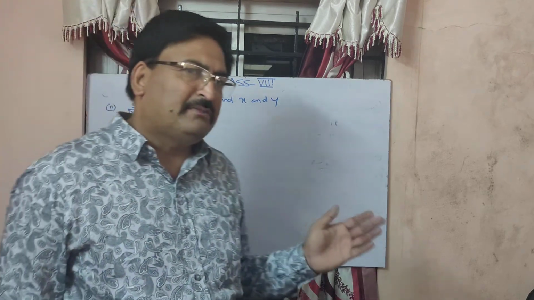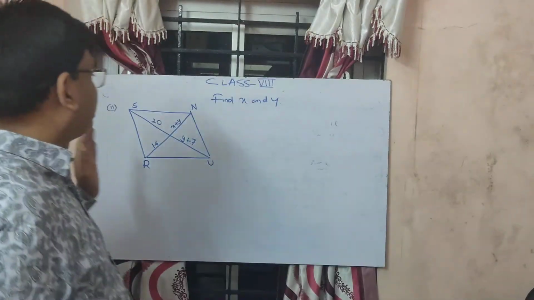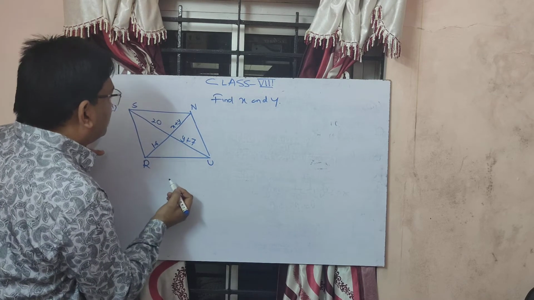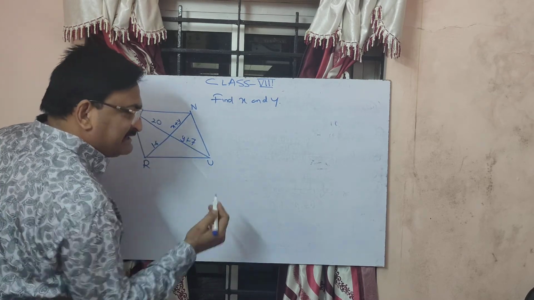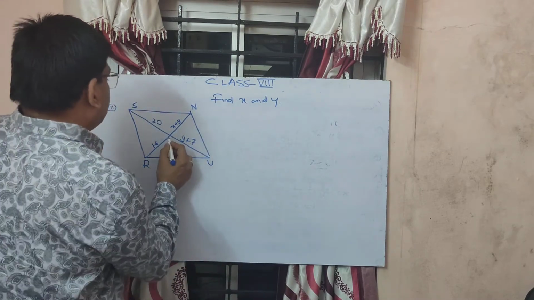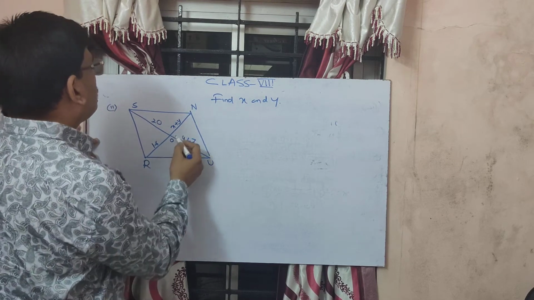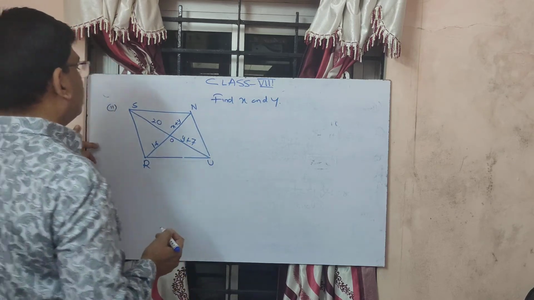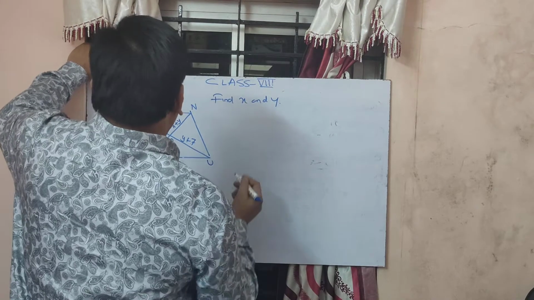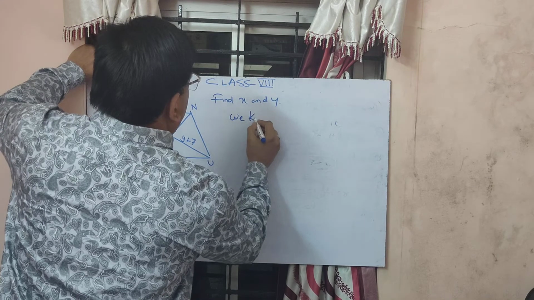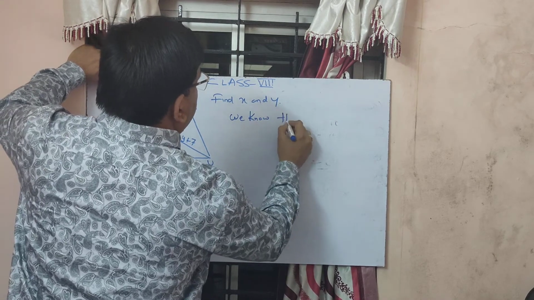In a parallelogram, the diagonals bisect each other. Now, NR is a diagonal, SU is a diagonal, and these diagonals bisect each other. Bisect means they cut into two equal pieces. Equal means here RO is equal to ON and SO is equal to OU. Therefore, now there are two equations here. So the first one, we know the diagonals.